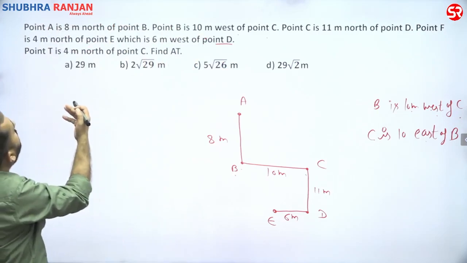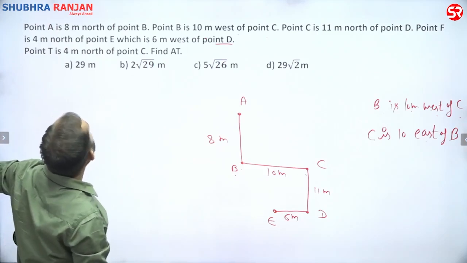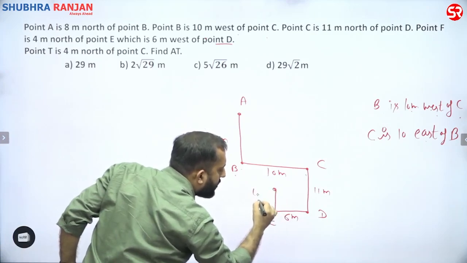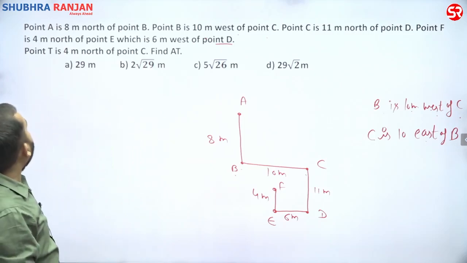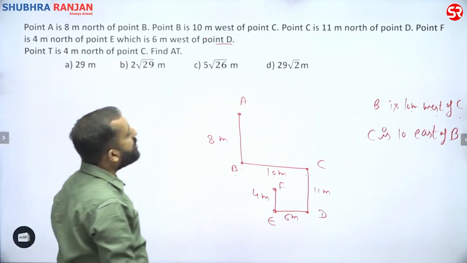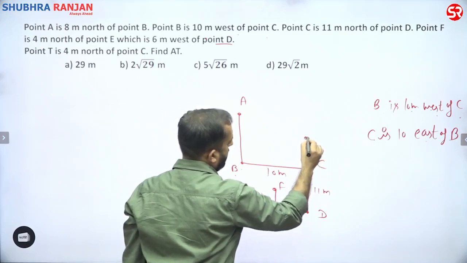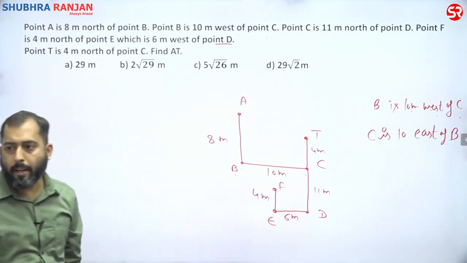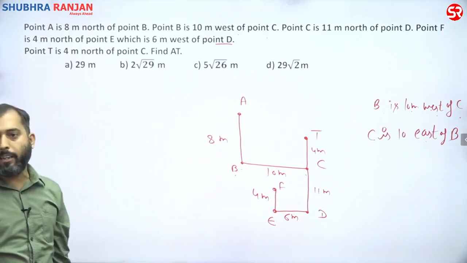So F is 4 meter north of E. So 4 meter north of E is going to be like this. This is point F. Okay. Now point T is 4 meter north of point C. Point T is 4 meter north of point C. Done. And finally, we want to find out distance AT.